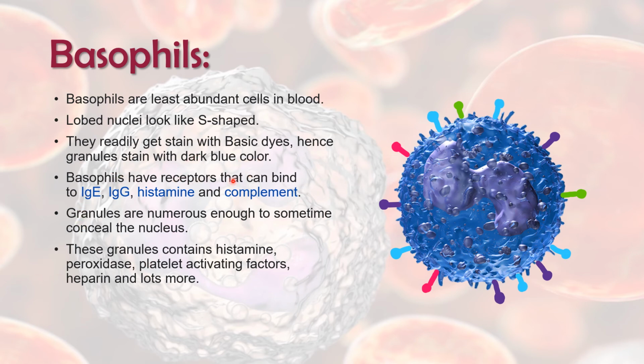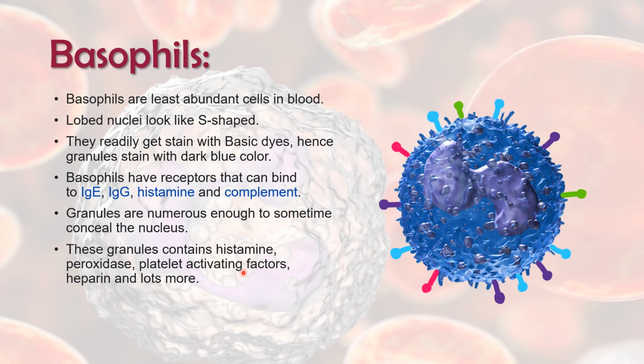Basophils have receptors that can bind to IgE, IgG, histamine and complement. So you can see there are different types. I am showing you different types of receptors in different colors. Some are IgE, some are IgG, some are histamine receptors and some are complement receptors.